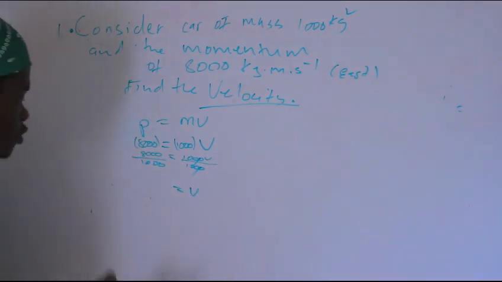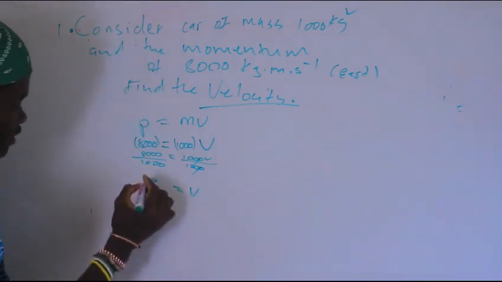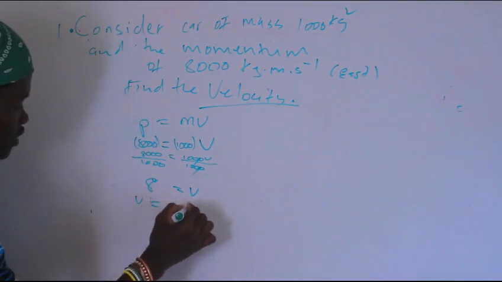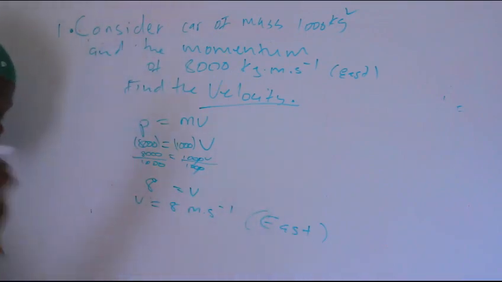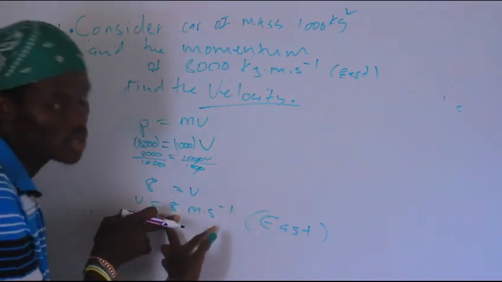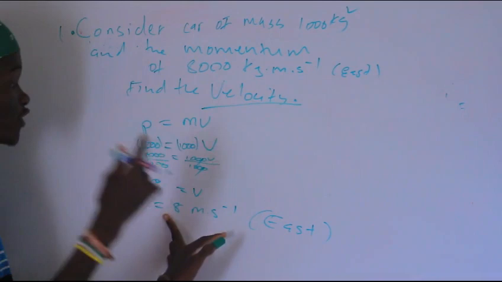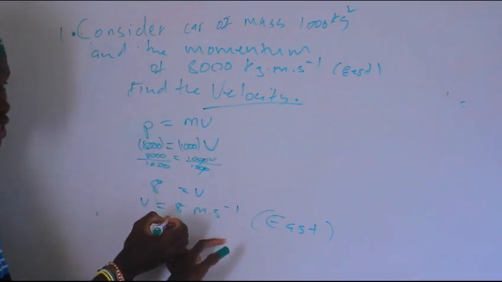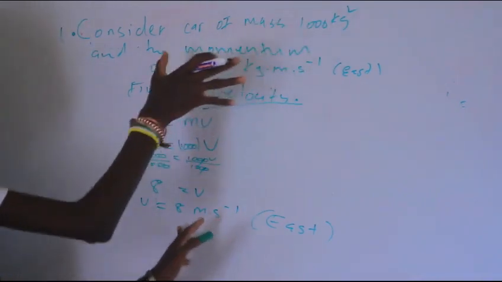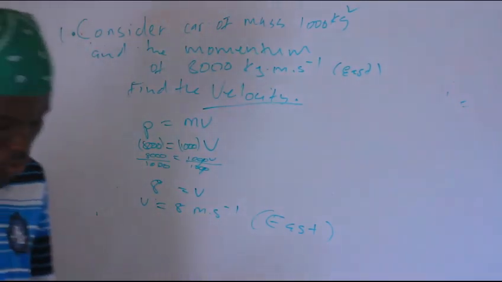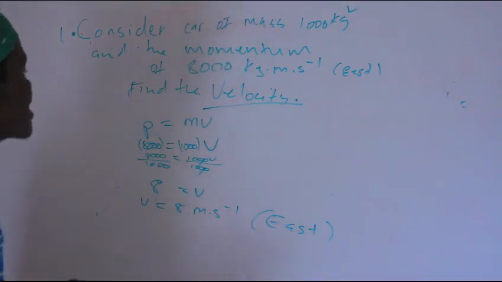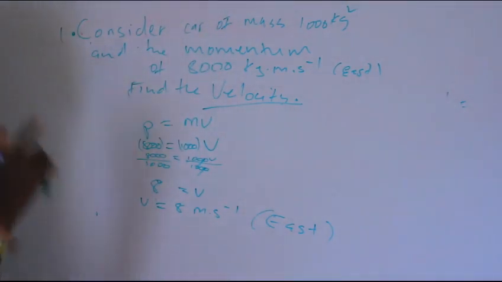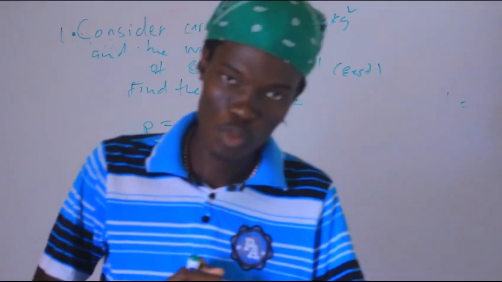8,000 divided by 1,000, I'm going to get 8. Therefore my v, you can bring it this side, is 8 m/s. You can say east if you want, but the marker knows that because it's positive, it's east. It's okay if you put a negative here, which means you're saying it's west, but it's self-contradictory. So that's momentum. We're going to go deeper and deeper into momentum, but that's the first step, the first scenario of actually understanding linear momentum.